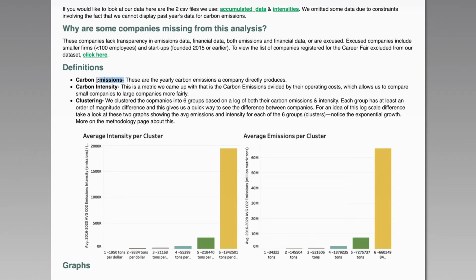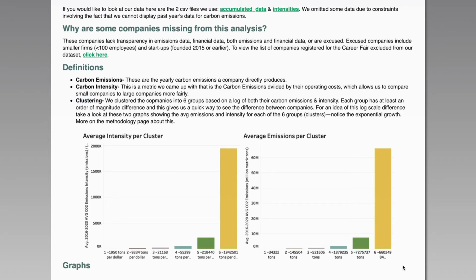The first is carbon emissions, which is the yearly carbon emissions a company directly produces. Our other term is carbon intensity, which is the carbon emissions divided by the operating costs of the specific company. We provide carbon intensity data to help students compare small companies to larger companies more fairly. And lastly, clustering is how we group the company data that we collected to allow students to best understand the difference in how much different companies emitted.